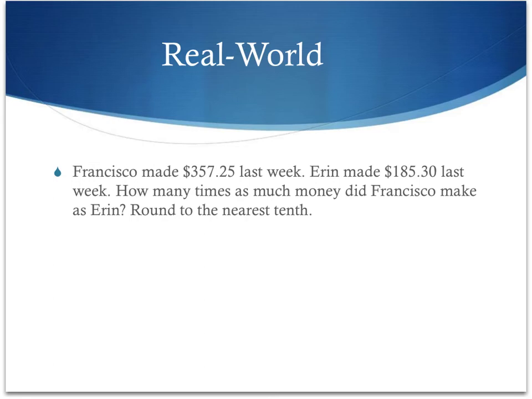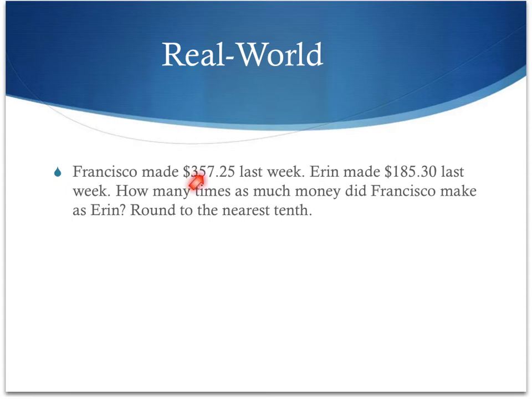Here's a problem for you to try on your own. Write it down, solve it, and then press pause. After you've solved it, press play, and then you can check the solution. Francisco made $357.25 last week. Aaron made $185.30. How many times as much money did Francisco make as Aaron? Round to the nearest tenth.